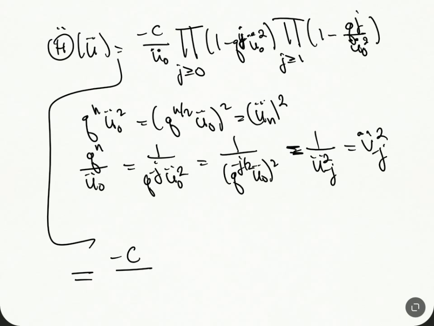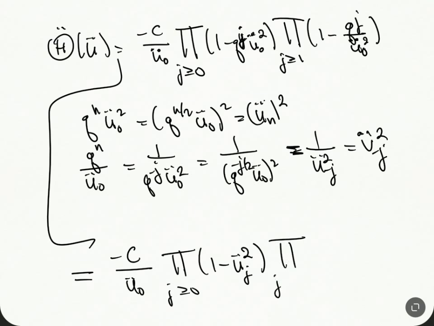Okay, so now, using this, we see that this product becomes this over u dot dot 0 times the product over j bigger than or equal to 0 of 1 minus squared j, and we have this product for j bigger than or equal to 1 of 1 minus v minus j dot dot squared. So we have this formula now in terms of all the different coordinates.